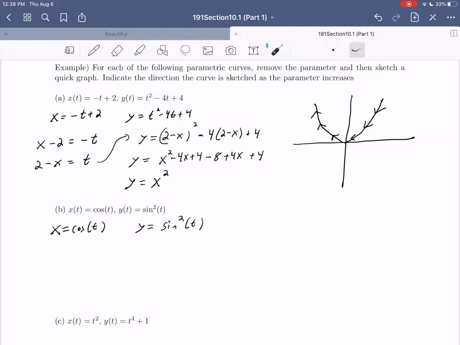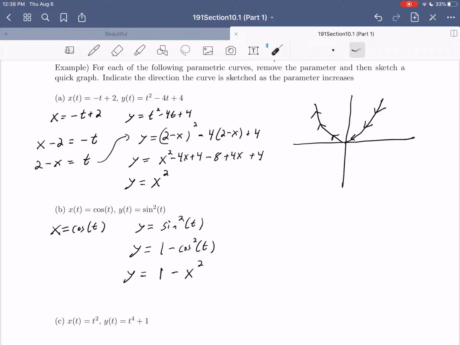Well, it would be nice if these both shared the same trigonometric function. So let's rewrite this guy. This is actually the same as 1 minus cosine squared t, because of course, sine squared is the same as 1 minus cosine squared. That's just the standard Pythagorean identity. But remember, cosine of t is x. So this tells us then that this is immediately 1 minus x squared.